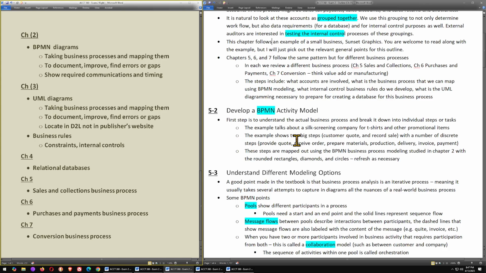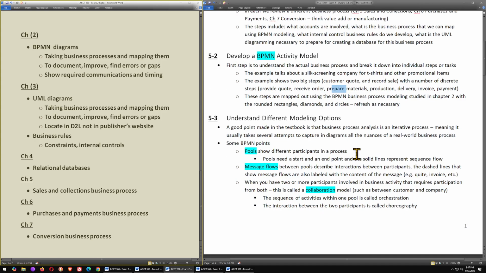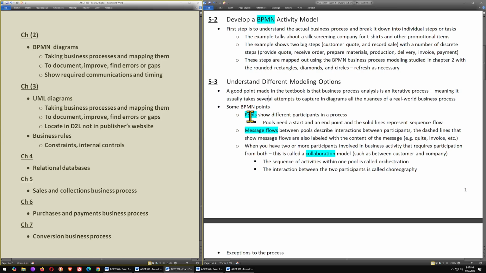So here they develop the BPMN activity. For this example, it is provide a quote, receive a quote, prepare materials, production, delivery, invoice, and payment. And then we look at the model for the BPMN. In each of chapters 5, 6, and 7, I talk about a few different parts of creating a model. So just be aware of what pools are and what message flows are.